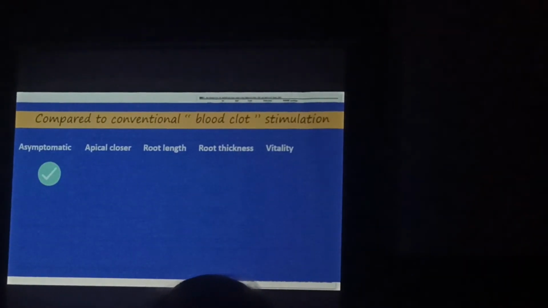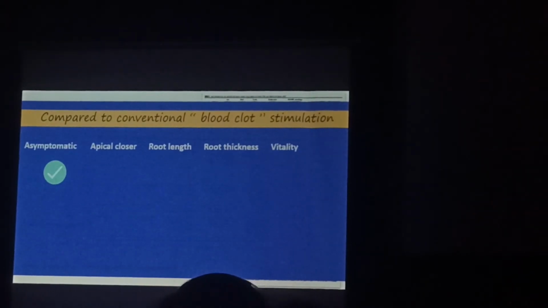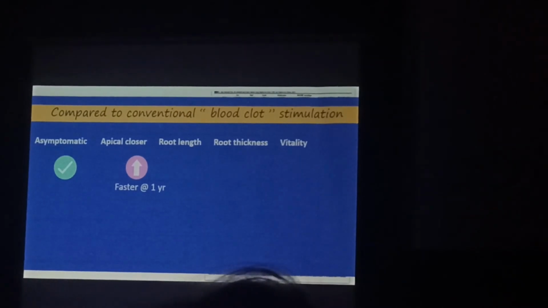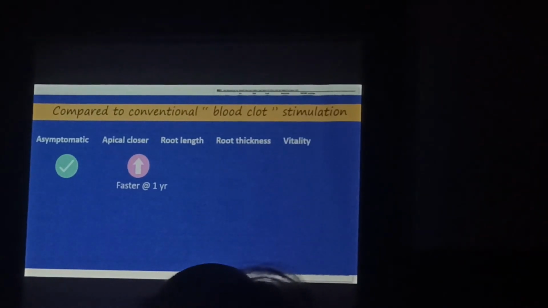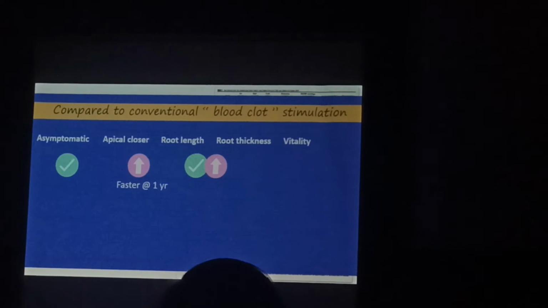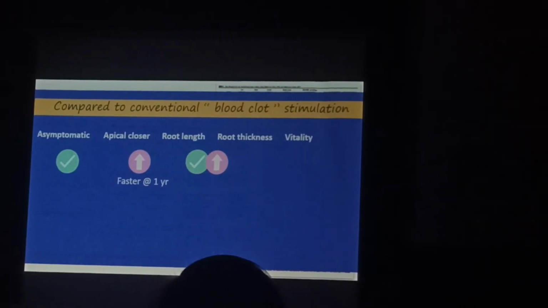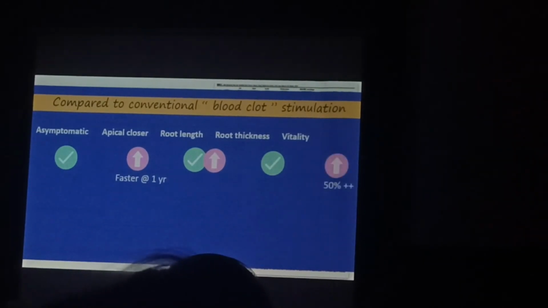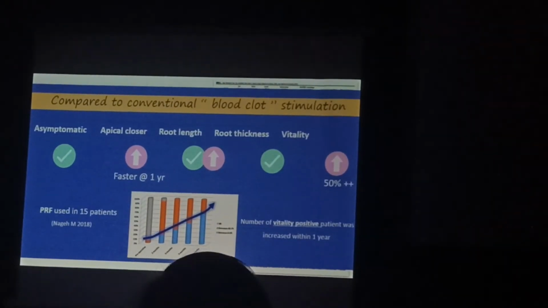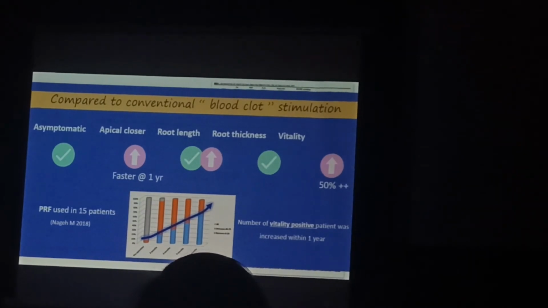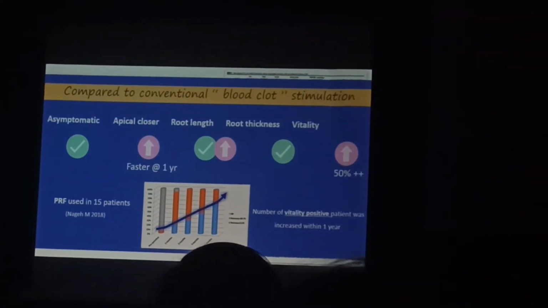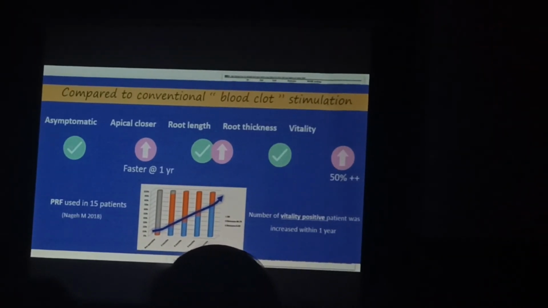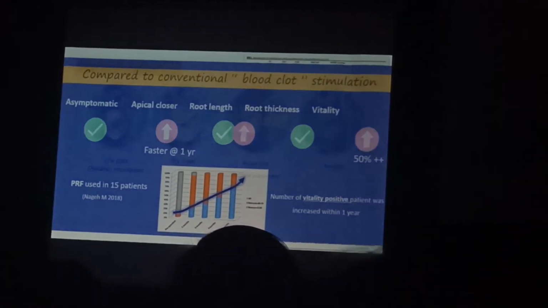And they found that the tooth after treatment with this technique becomes asymptomatic and can generate apical closure, also provides root length and root thickness at a good level, and can also improve the tooth vitality response. There are some studies that tried using PRP and PRF in the technique and mention that if we use this, it can improve the positive vitality outcome.